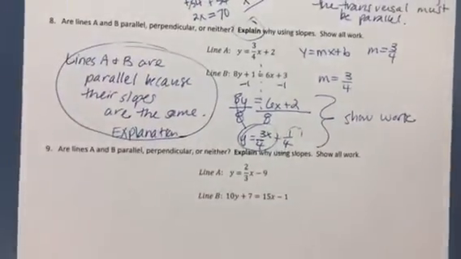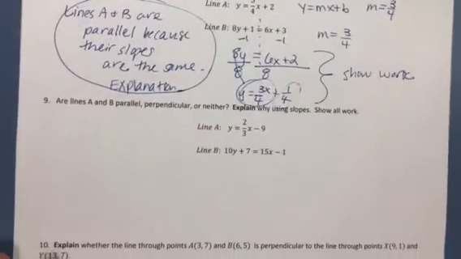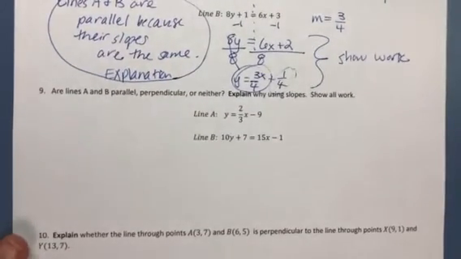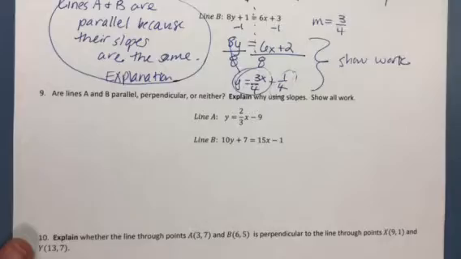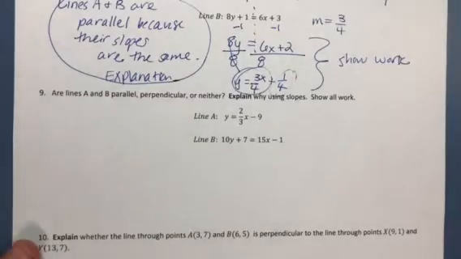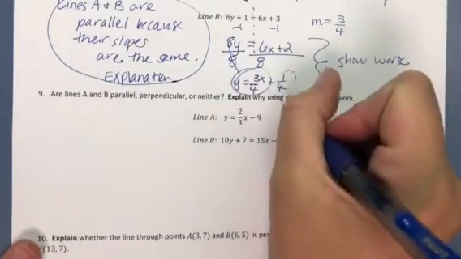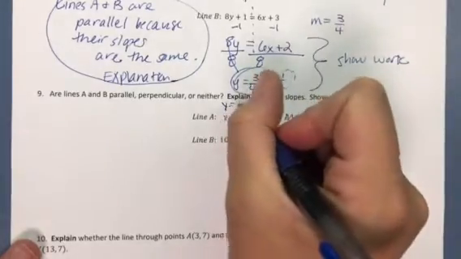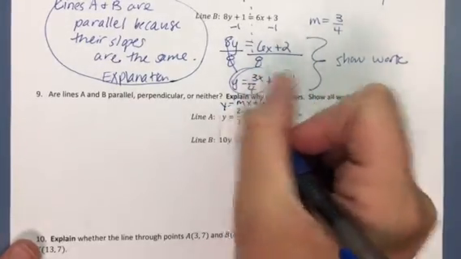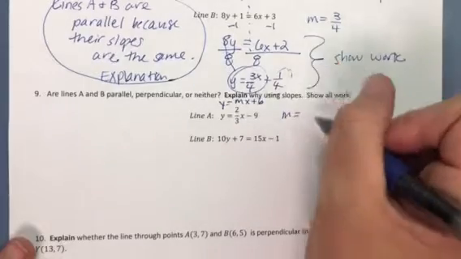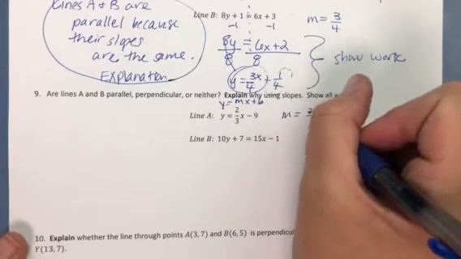All right, let's look at number 9. Same question. Are they parallel, perpendicular, or neither? Explain why using slopes. Again, line A is already in slope-intercept form. y equals mx plus b. I don't care that my y-intercept is -9, but I do care that my slope is 2/3.